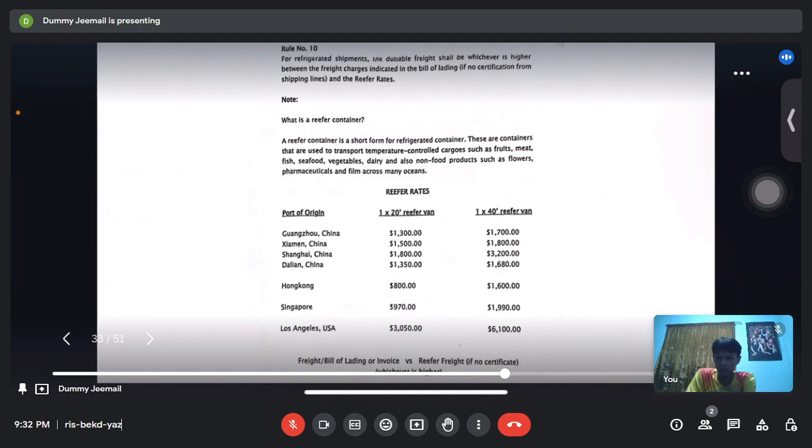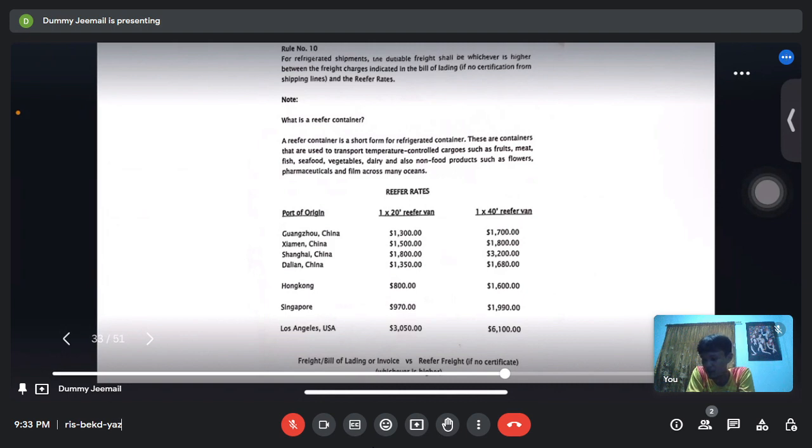Dili din mo rin. Ang LA dito, ang LA, mo pinakasayo ni identify kay imo rin times 2. Sa Dalian, China, 1,350 ang 1 by 20 and 1 by 40 is 1,680. Sa Hong Kong, 800 ang 1 by 20, ang 1 by 40 is 1,600.